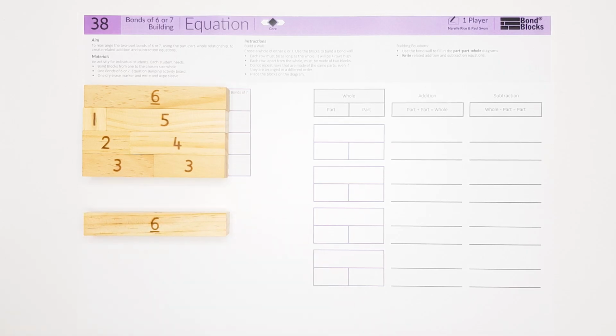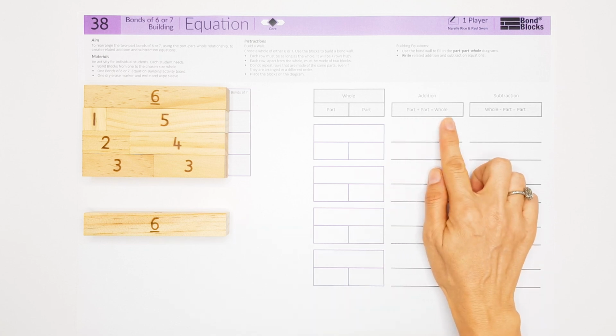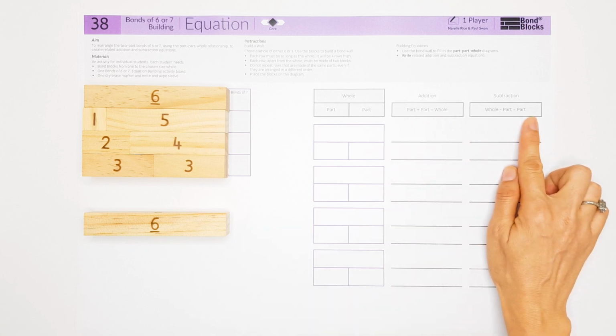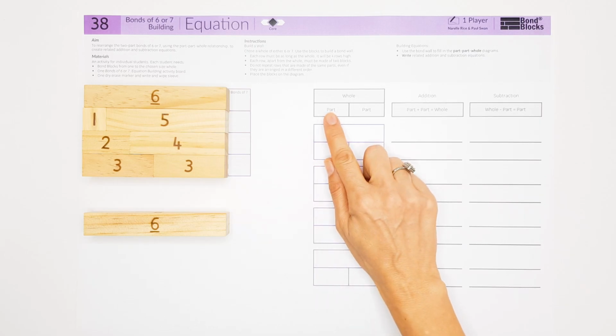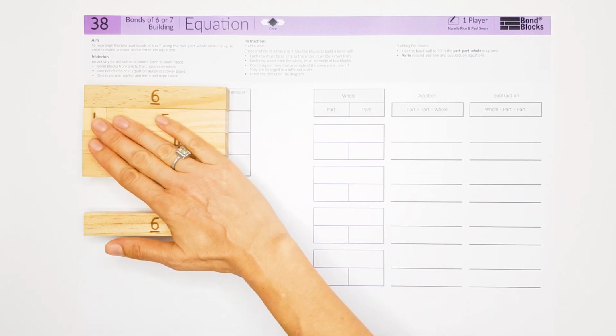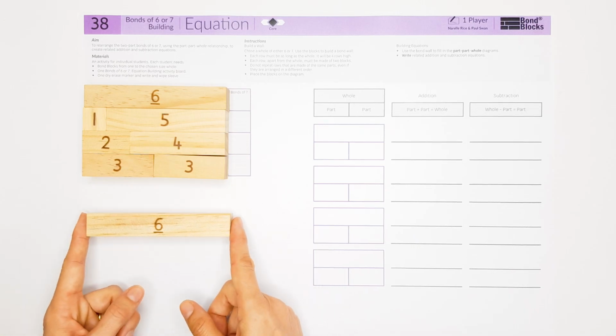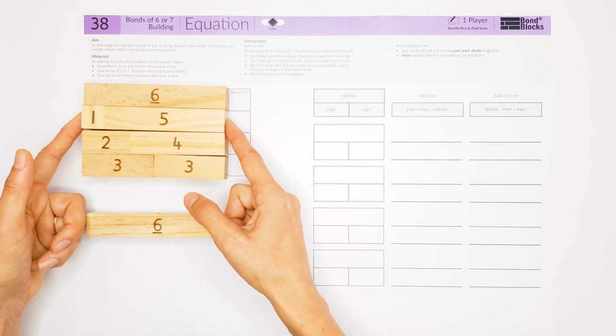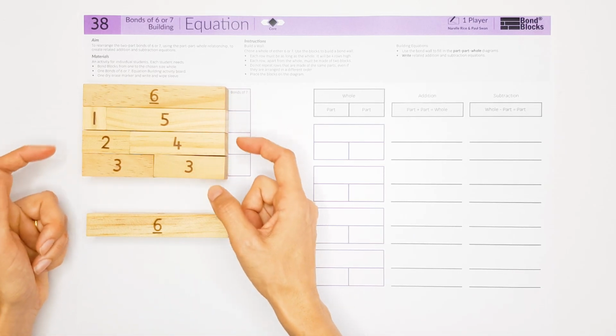In this activity, we are going to be developing the concept of related addition and subtraction equations that have been rearranged using the part-part-whole relationship for these two-part bonds of 6. The first one I'm going to do is the parts of 1 and 5. I'll come back to 0 and 6.